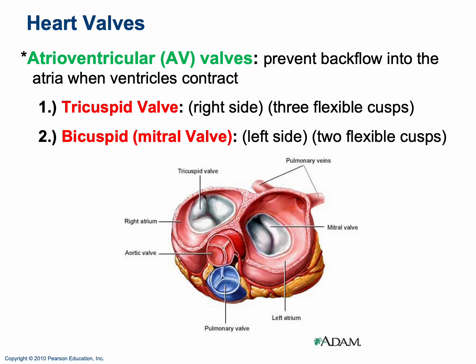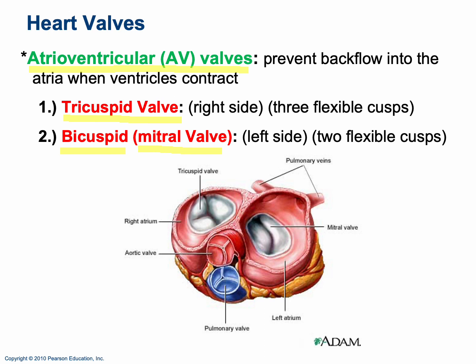So like the video talked about, there are AV valves, atrial ventricular valves. And these are going to be the valves that are regulating blood flow between an atrium and a ventricle. So you have the tricuspid valve and the bicuspid valve, also known as the mitral valve.